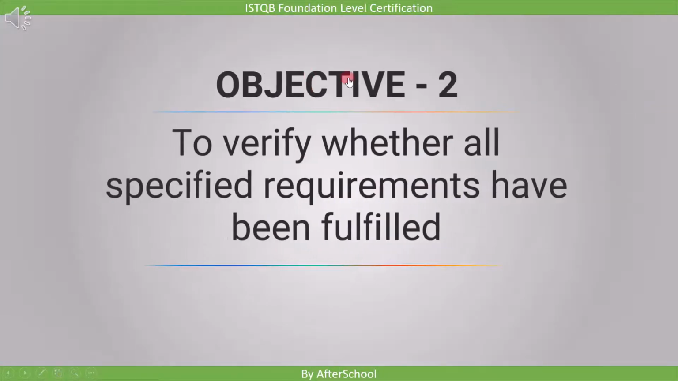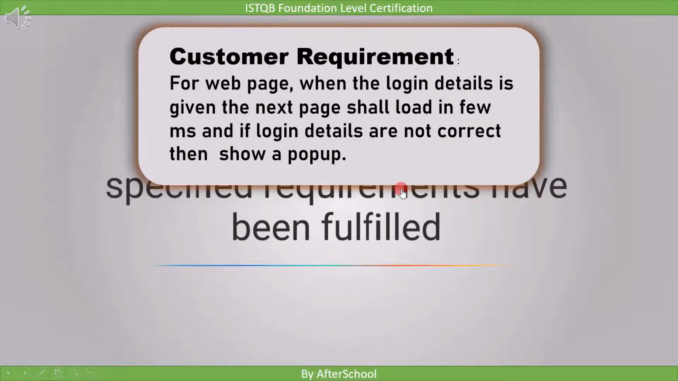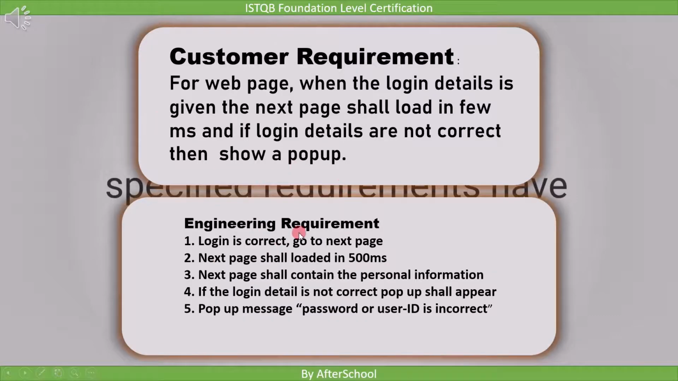Second objective states, to verify whether all specified requirements have been fulfilled. Let's understand this. We already know this requirement. Now, we need to see if these requirements are fulfilled in the engineering requirement. After analyzing the customer requirement and asking questions, we finally have the engineering requirement, which includes the following points.